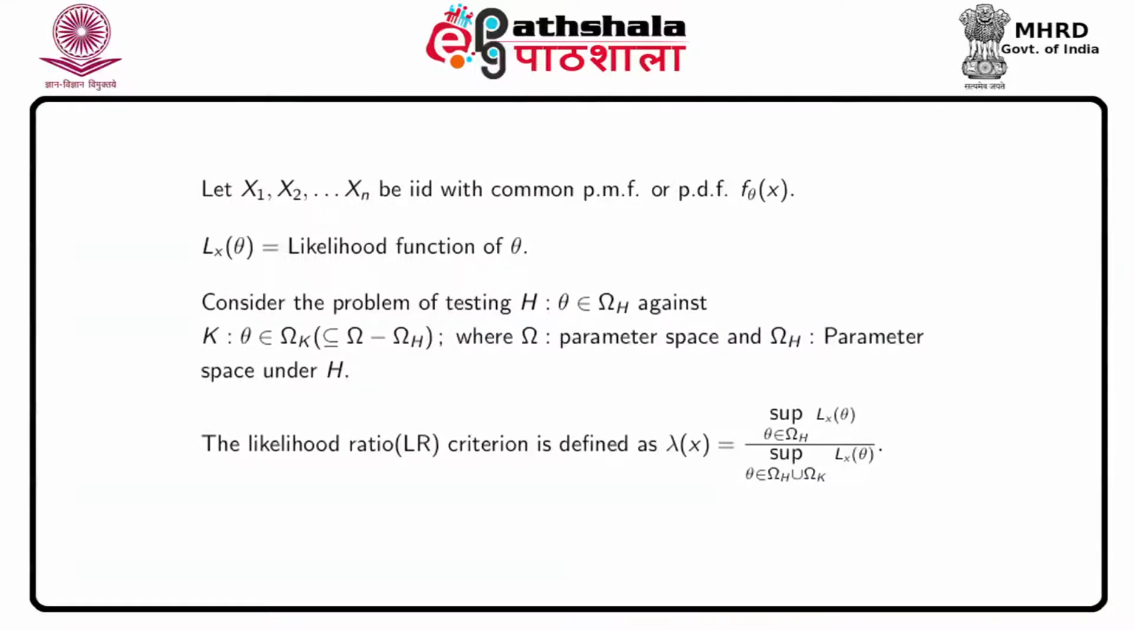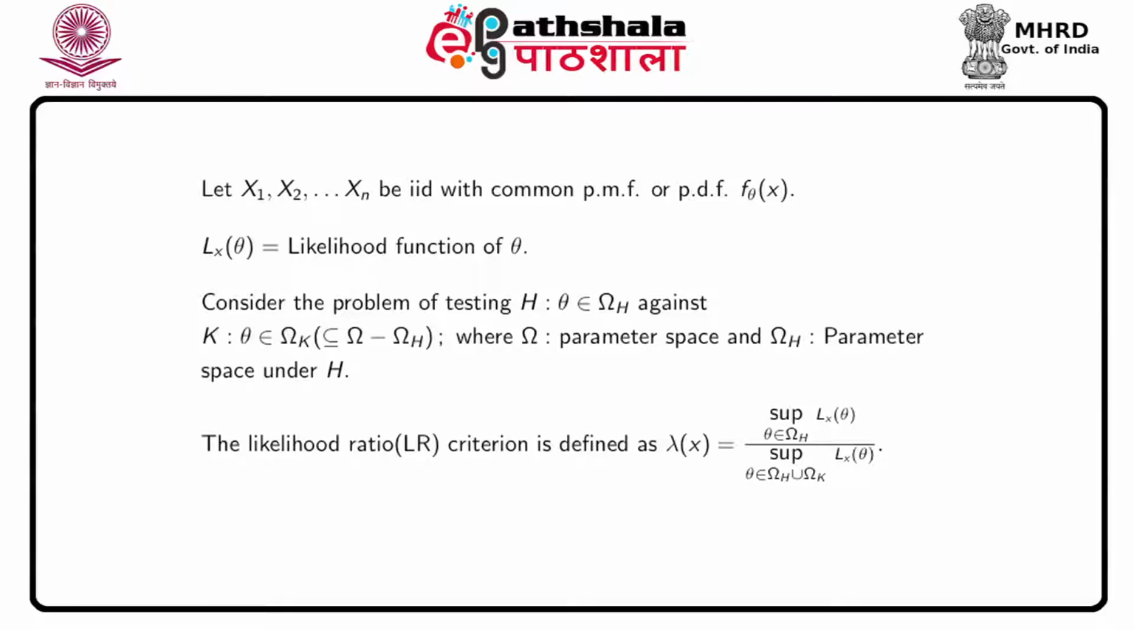Let X1, X2, ..., Xn be IID with common PMF or PDF f_theta(x). Let capital L(theta) be the likelihood function of theta given the data x. Now consider the problem of testing the null hypothesis H that theta belongs to omega_H against the alternative hypothesis K that theta belongs to omega_K, which is a subset of omega minus omega_H, where omega is the parameter space and omega_H is the parameter space under null hypothesis H.